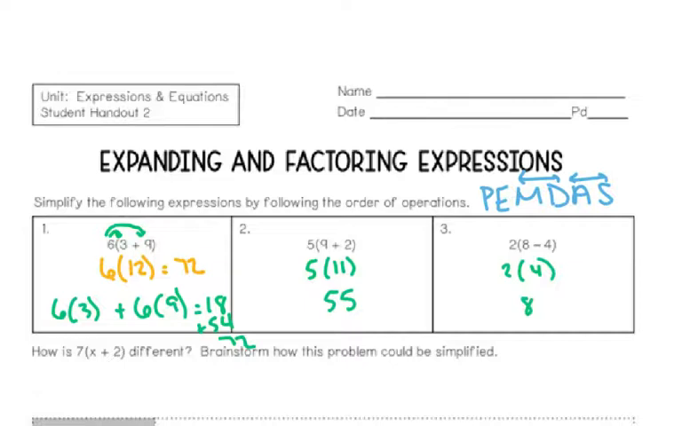This one was a little different since I was subtracting inside of the parentheses, but the process is still the same. I can subtract 8 and 4 to get 4 left in my parentheses, and then I have that 2 outside of the parentheses. And then 2 times 4 is 8.